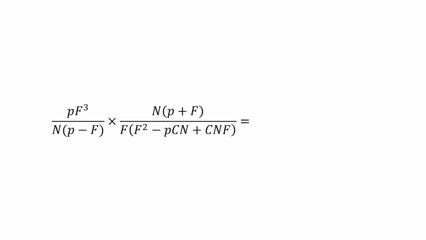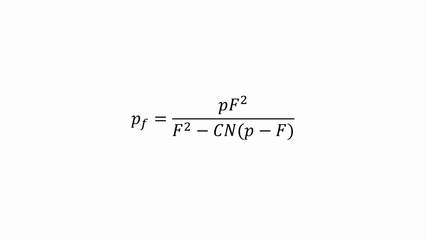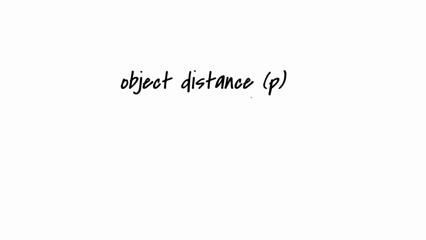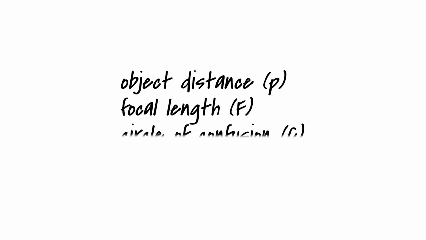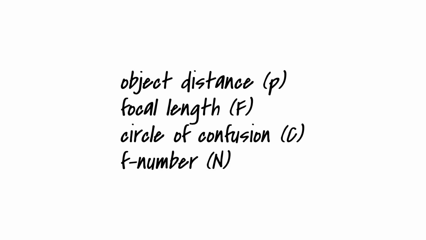And when we combine that numerator and denominator, we're going to have that n times p minus f factor out, and then we get p times f squared divided by f squared minus p times c times n plus c times n times f. So PF equals P times F squared divided by F squared minus C times N times P minus F. There we go. We have the far focal point in terms of the object distance, P, the focal length, F, the circle of confusion, C, and the F number, N.